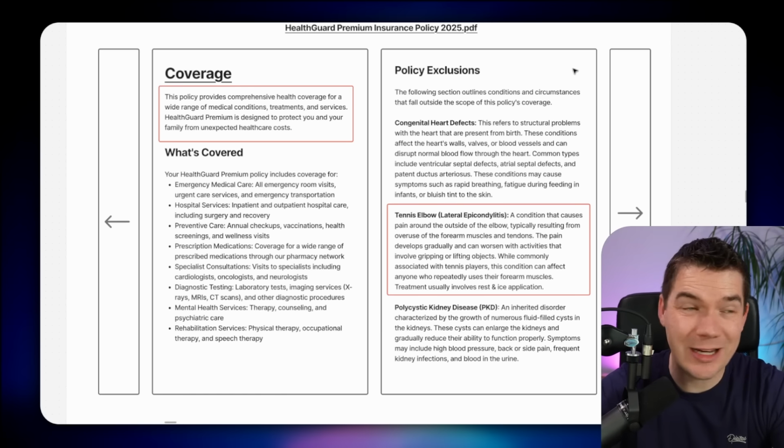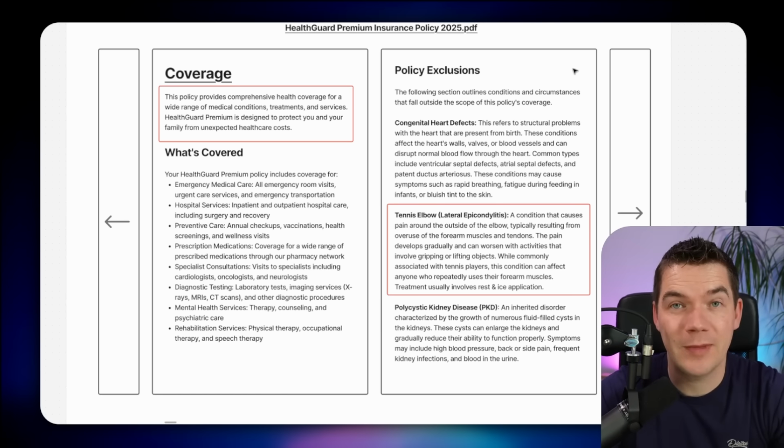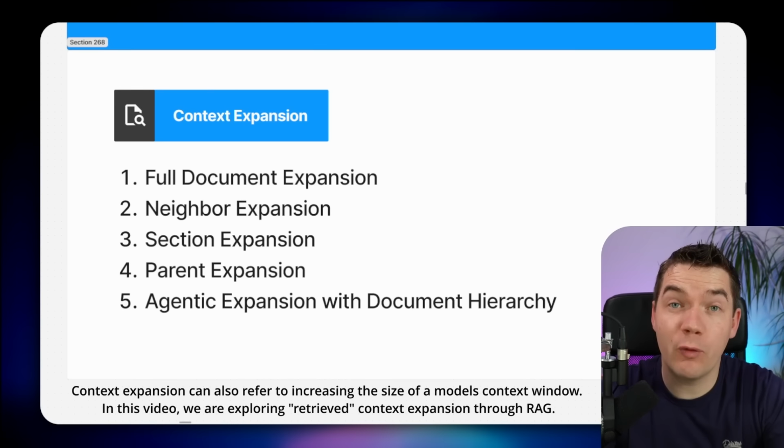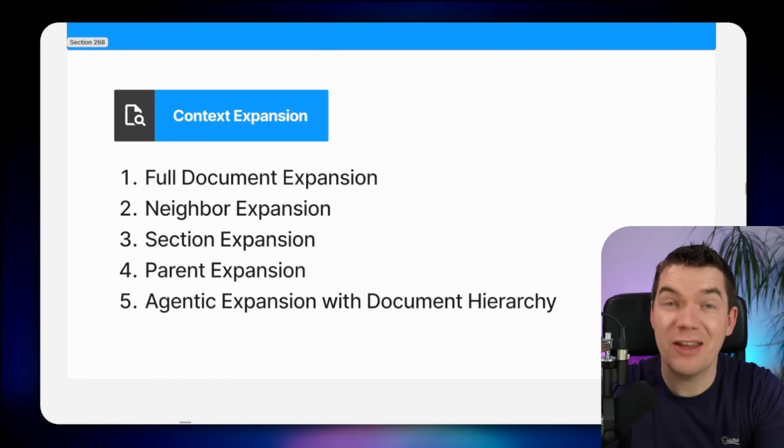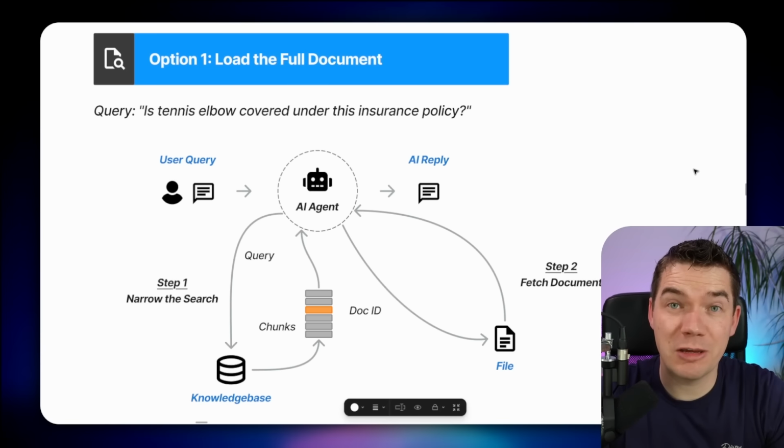So context expansion is a great solution to this problem, and it also can work at scale because you don't need an LLM call for every chunk. In this video, I'll be going through 5 ways that you can expand out the context based off a candidate chunk retrieved from a vector store. I'll be going through fetching full documents, fetching neighboring chunks, fetching sections, fetching parents, and even fetching multiple sections of a document based off the document structure. So let's kick off with full document expansion.